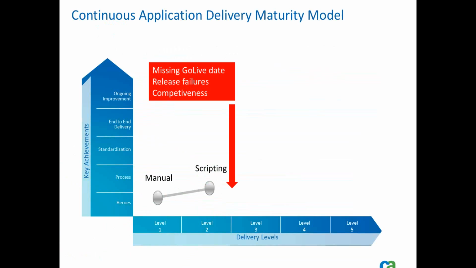Some of the problems we sometimes see with the way applications are delivered in a lot of organizations today is that they either miss go-live dates or they have a problem in the release. It's difficult to find out whether the problem in the release is in the application itself, or in the way the application was deployed. And they struggle a little bit to find out how to fix things.